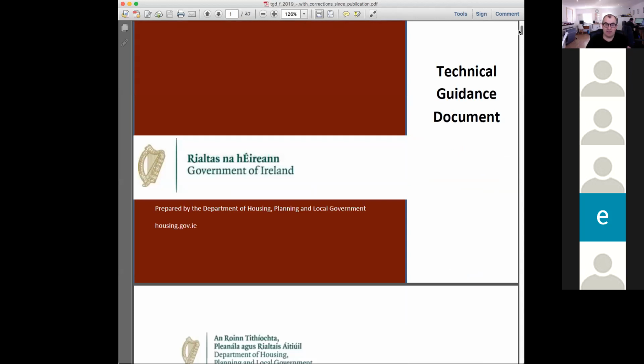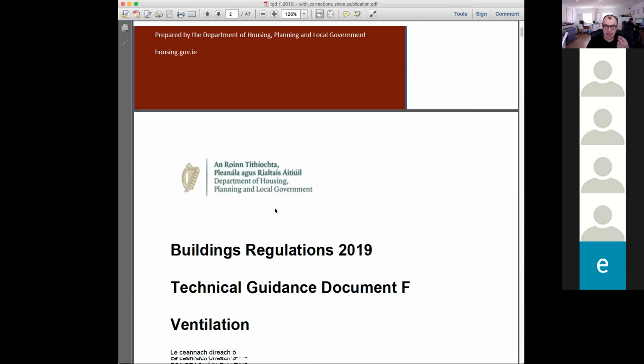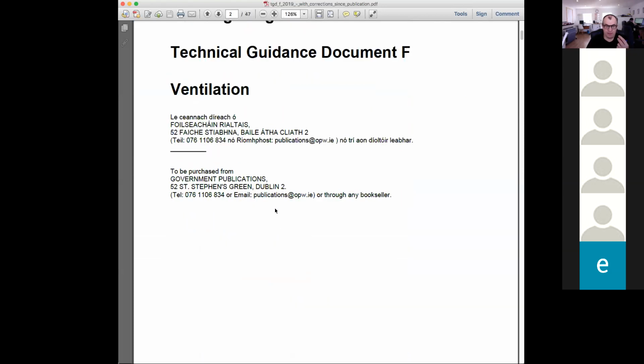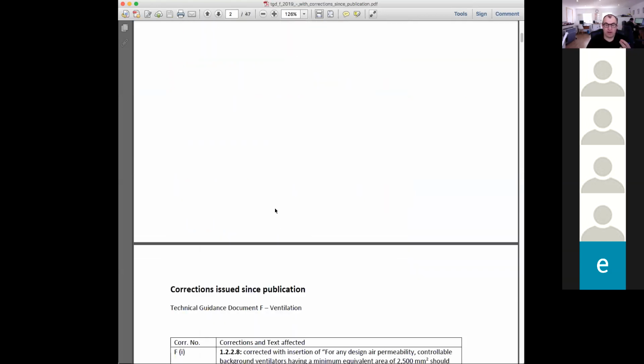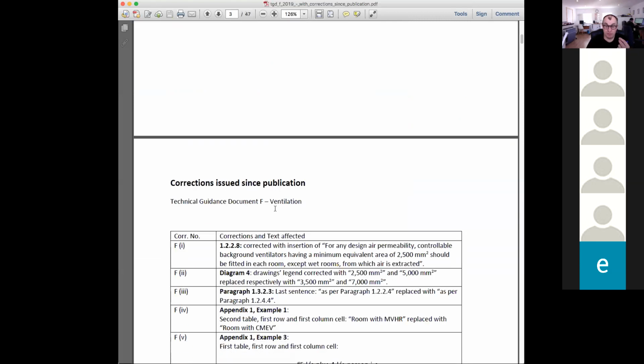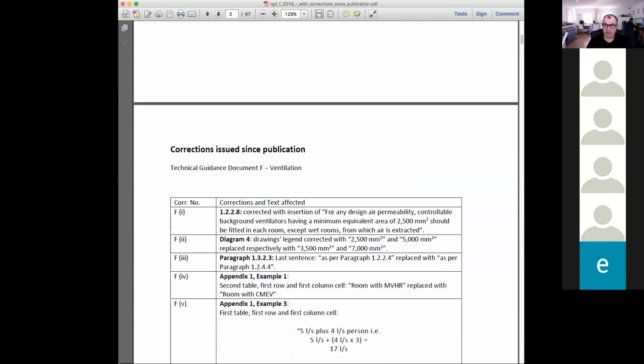prima facie evidence that if you do it to these regulations, the guidance that they give you, then you will have proved using this that you have complied with the building regulations.